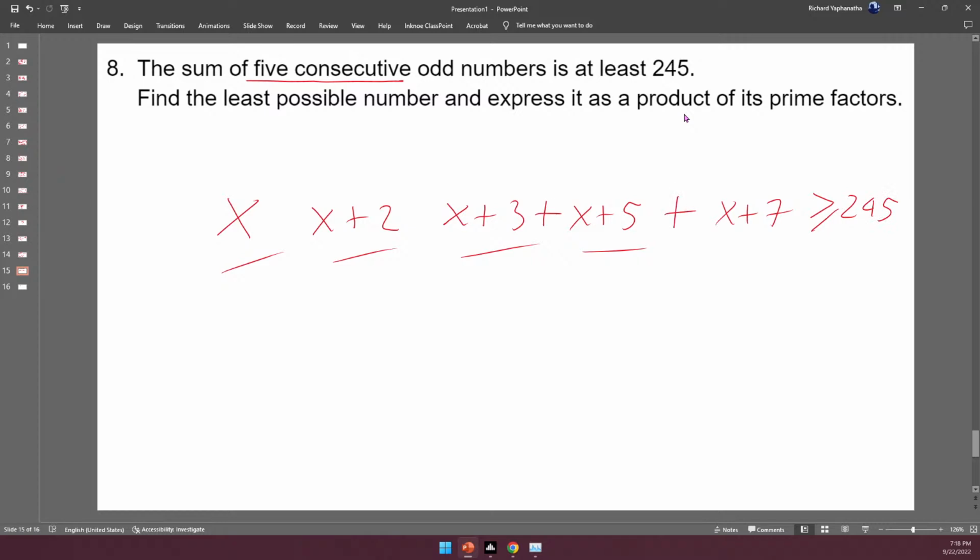It said sum, so we only add all of this. How to add all of this? We count how many x. 1. Count together with Dora. 1, 2. 3. 4, 5. That's why it is 5x plus 2 and 3, it is 5, 5 and another 5 it is 10, 10 and 7 it is 17. So plus 17 is bigger or equal to 245. So it is 5x bigger than or equal to 245 minus 17.